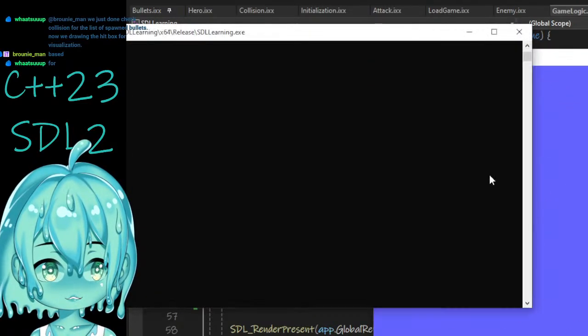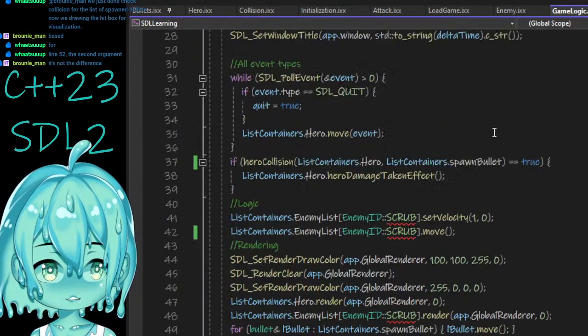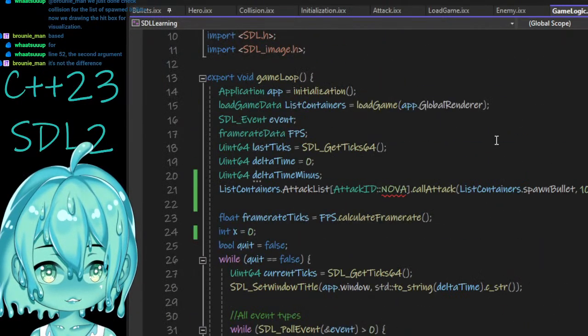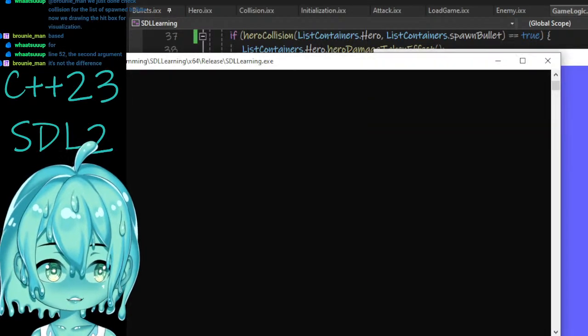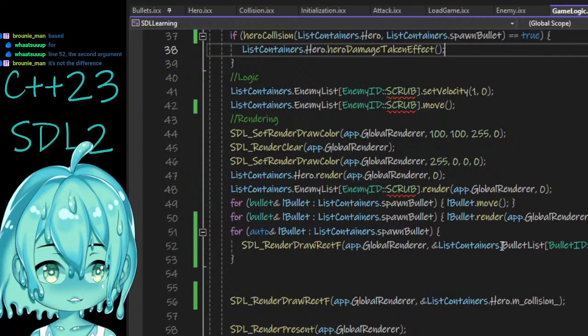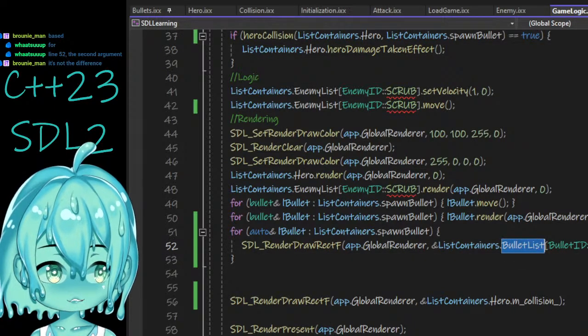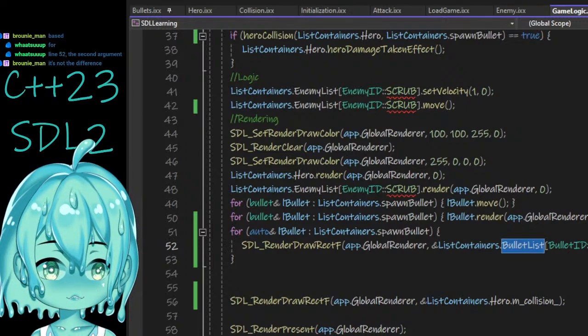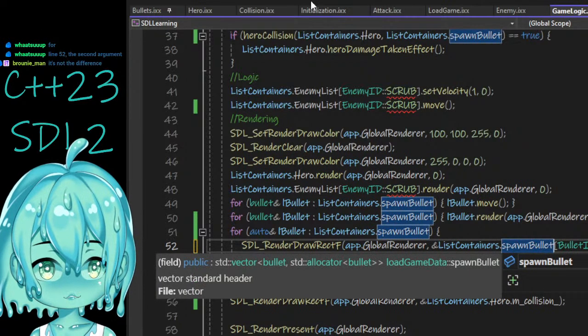No hitboxes. Also, how are we still drawing the one hitbox? How do we even do that? Yeah, we're still drawing that one hitbox. Maybe instead of bullet list, we draw from spawn bullet. Go.